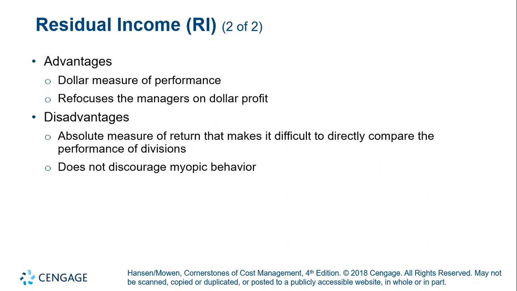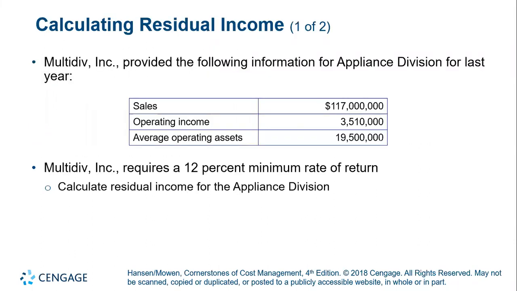Residual income, or RI, has the advantage of being a dollar measure of performance, which refocuses the managers on dollar profit. Disadvantages: it is an absolute measure of return, which makes it difficult to directly compare the performance of divisions, and it does not discourage myopic behavior.